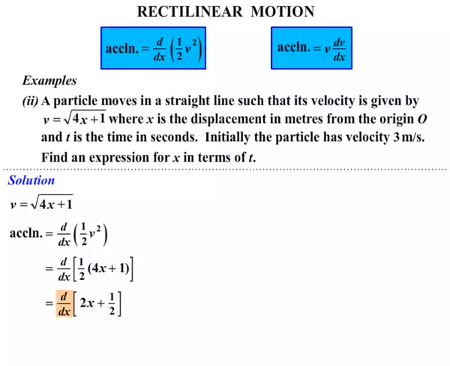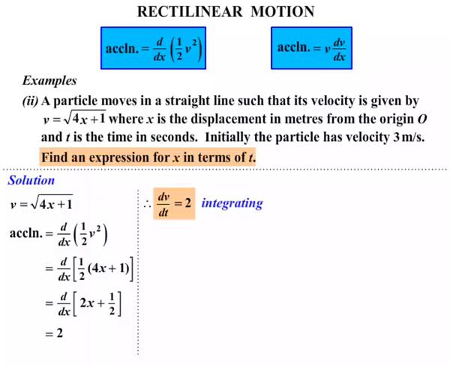Now let's find the derivative. d/dx of 2x is simply 2. And the derivative of a half is nothing, so let's ignore that. We've now got the acceleration equals 2. We can therefore write dv/dt equals 2. The reason we've written that is because we need to find an expression for x in terms of t, so we brought in dv/dt. We need to integrate. We end up getting that v equals 2t, since the integral of 2 is 2t, and don't forget we must write plus c, the constant of integration, which we will find in a moment.